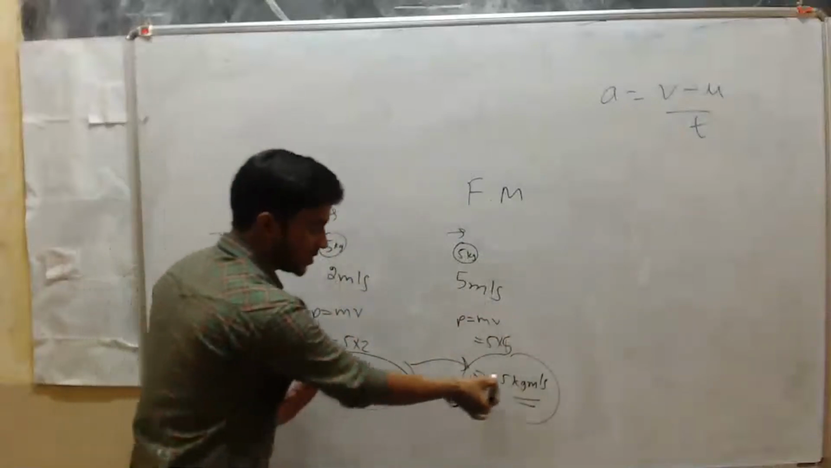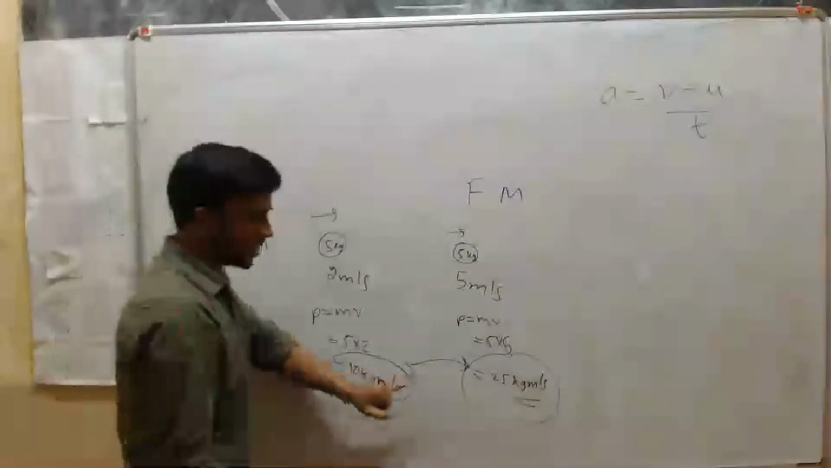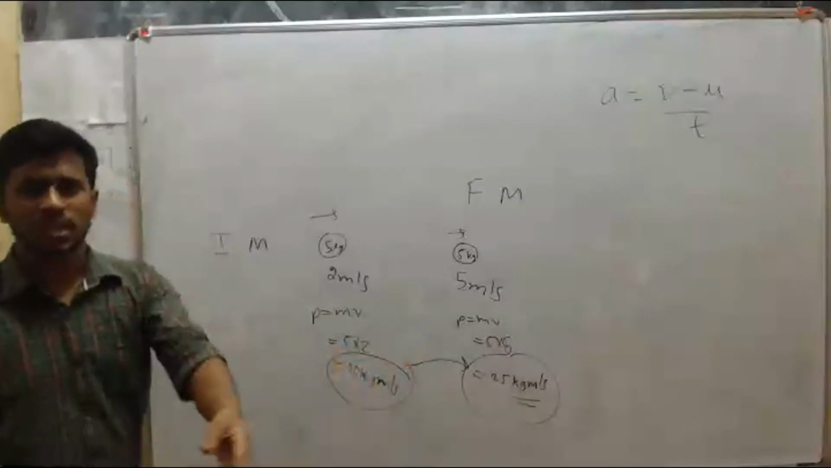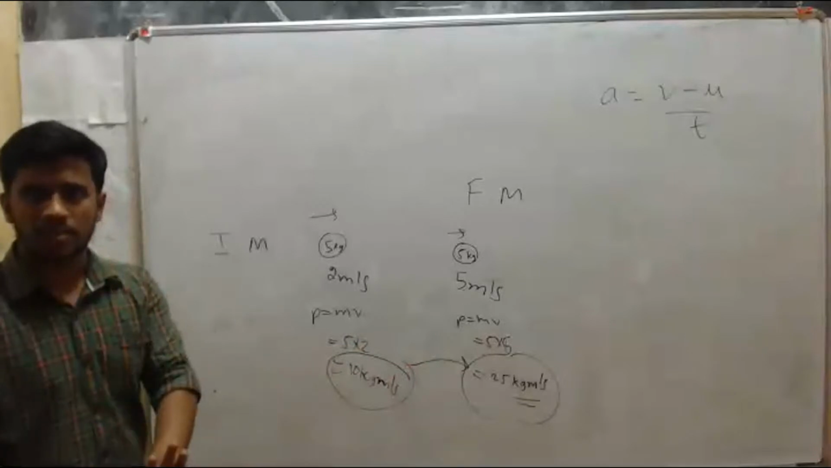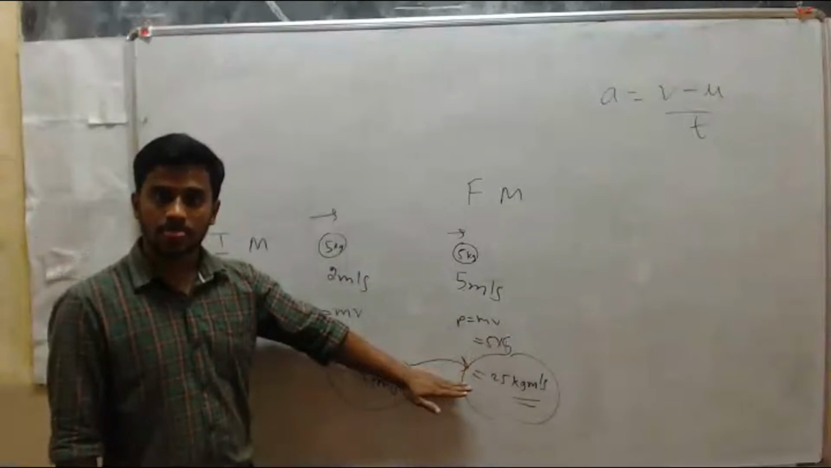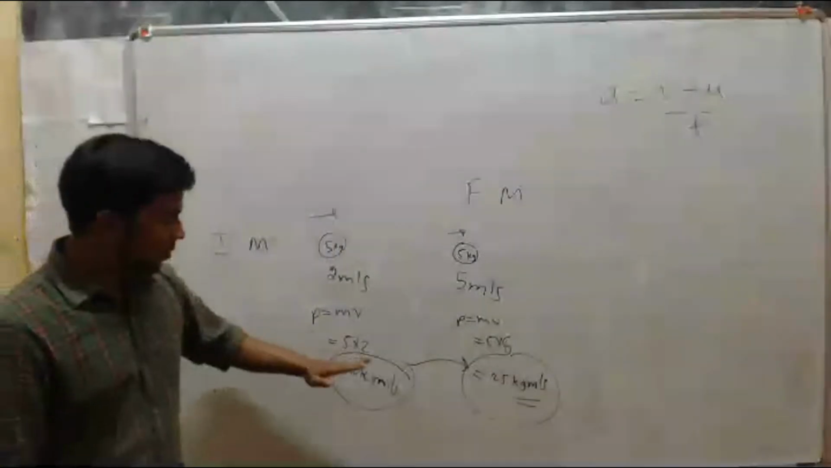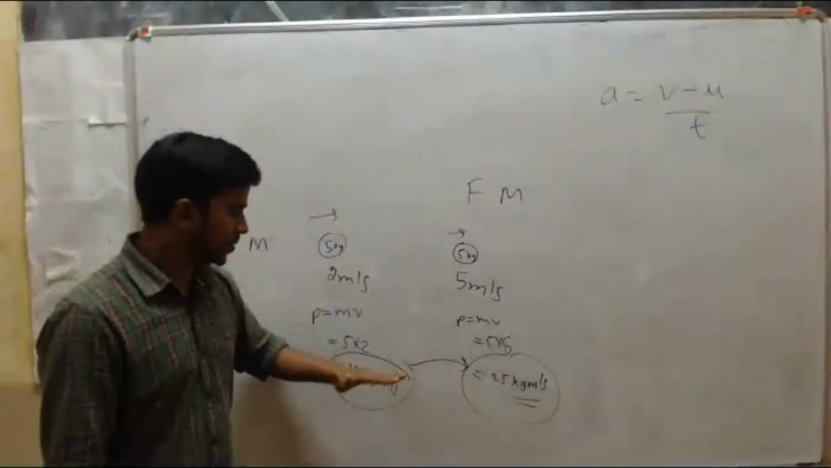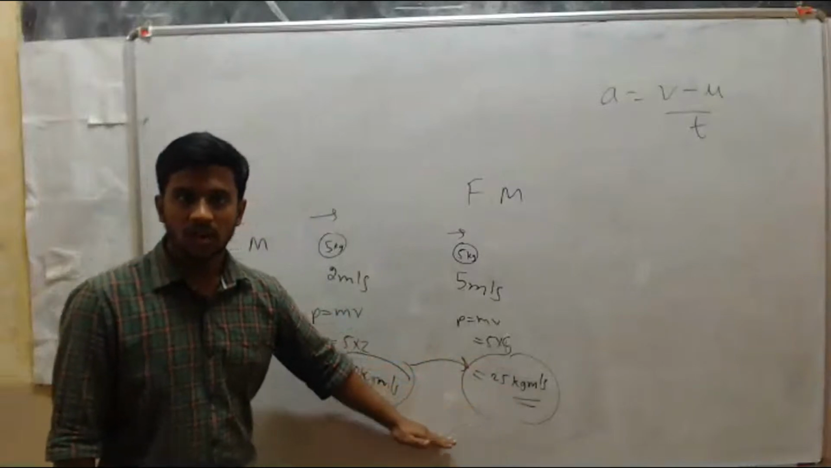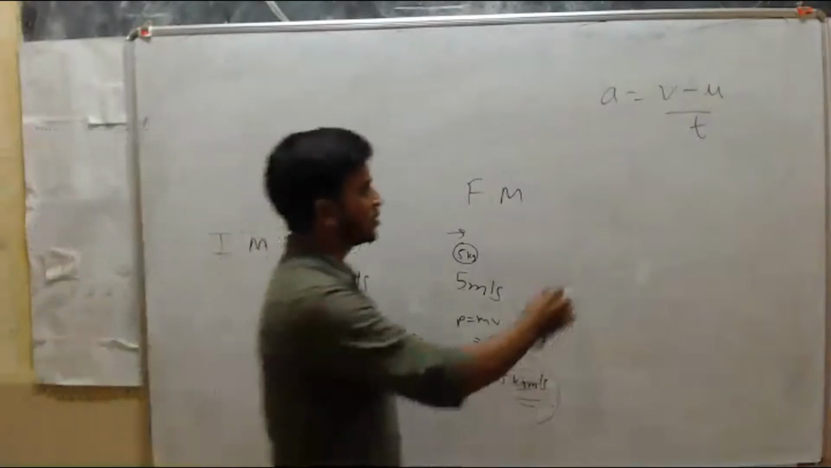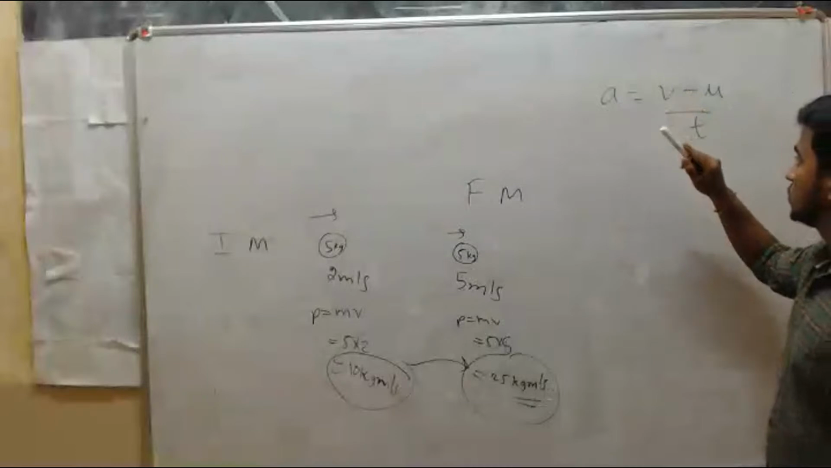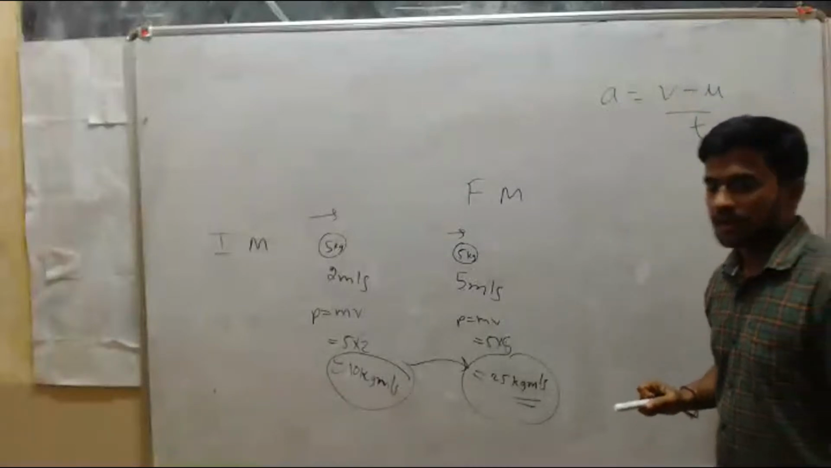Here also it is the same. Here also the momentum is changing, from 10 to 25, in time, right? Maybe it will take 1 second, 2 seconds, whatever it is, maybe less than 1 second, but it will take some time. See here, momentum changed from 10 to 25. To calculate acceleration, we used (v - u)/t, that is final velocity minus initial velocity divided by time taken.